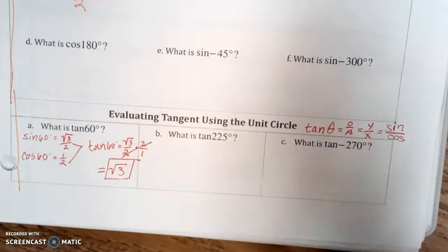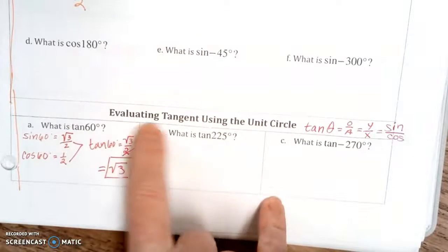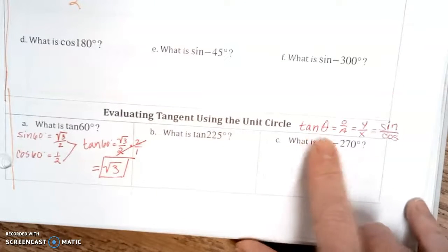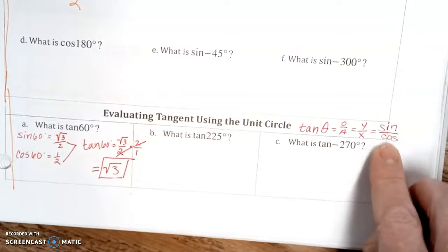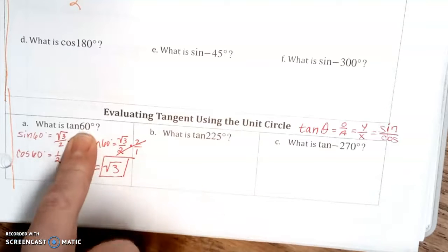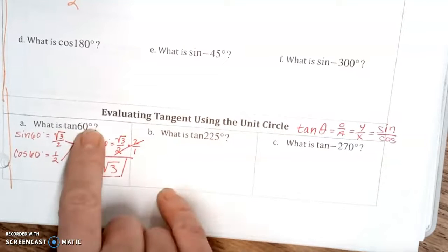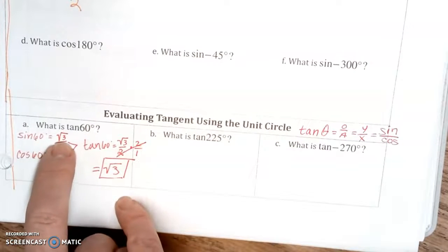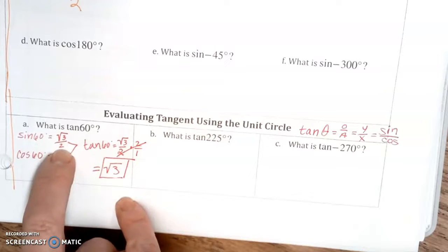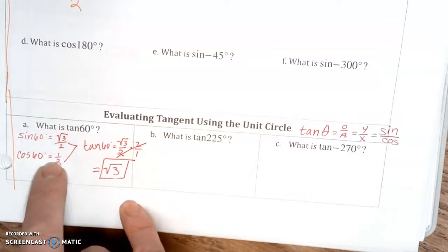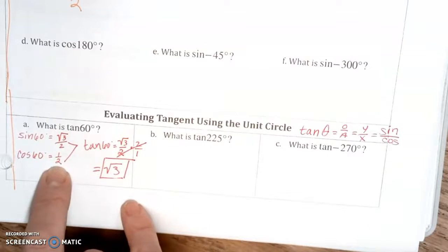All right. Now let's look down at the bottom. Now they want you to evaluate tangent using the unit circle. For tangent, we're going to use the sine divided by the cosine. If they want the tangent of 60, you're going to go on your unit circle to 60 degrees. You're going to discover that the sine of 60 degrees is the square root of 3 over 2. Write that down. Then you're going to stay in the same spot and write down the cosine of 60, which is 1/2.